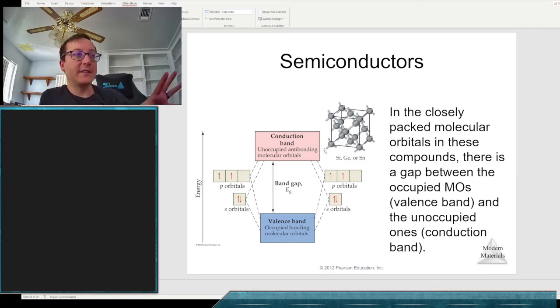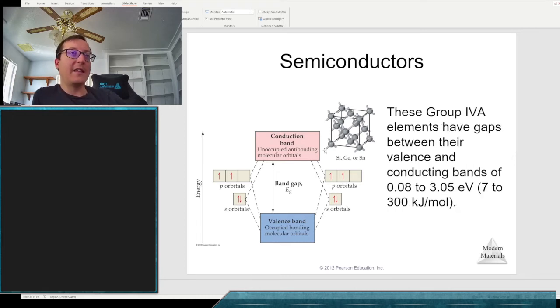These are typically made with semi-metals because they're neither conducting nor insulating. They're in between. We're going to see that we can mess with the properties of these by adding extra stuff. So we're going to see that these ones have gaps in their bands. Again, we're looking between about 0 and 3.5, and so somewhere around there. And again, this is in electron volts, which goes between about 7 to 300 kilojoules per mole. That's the energy difference between those two sets of molecular orbitals.